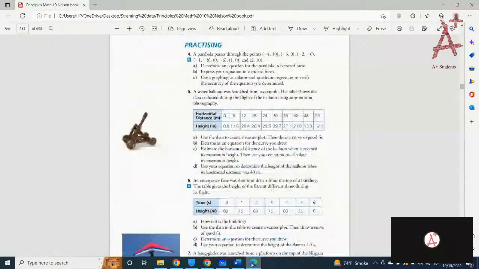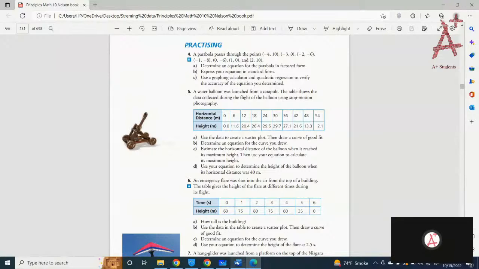Let's start with the very first question. A parabola passes through the points negative 4, 10, negative 3, 0, negative 2, negative 6, negative 1, negative 8, 0, negative 6, 1, 0, and 2, 10. Determine the equation of the parabola in factored form. Express your equation in standard form. Use a graphing calculator and quadratic regression to verify the accuracy of the equation you determined. Got it? So let's start with question number 4.